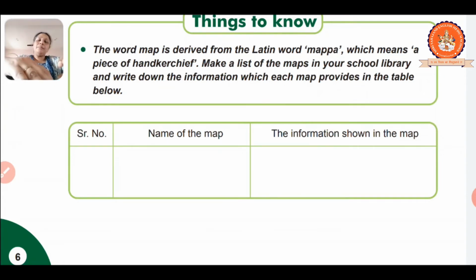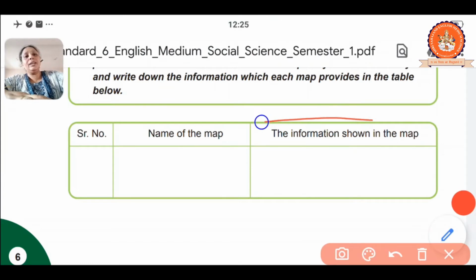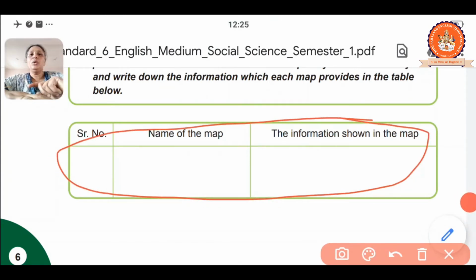So beta, there are types of maps: political map and physical map, and the third is a weather map. I will explain the two main types here, one is a political map and the second is a physical map. I will give this in the exercise to you so you can know easily. We want to make this table in the classwork also: the name of the map and the information showing in the map.